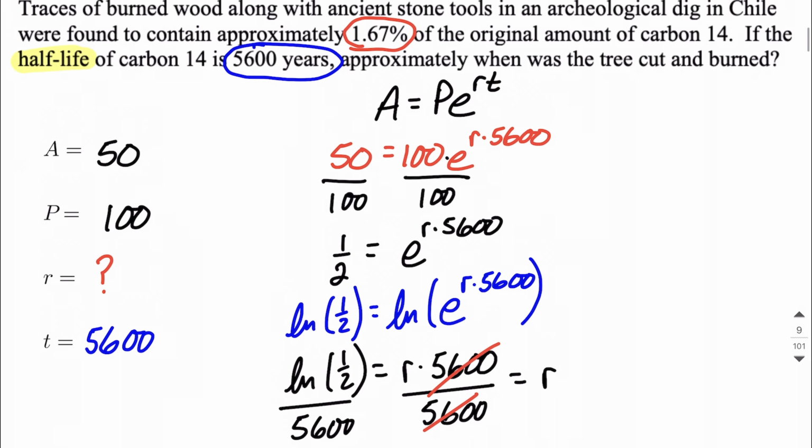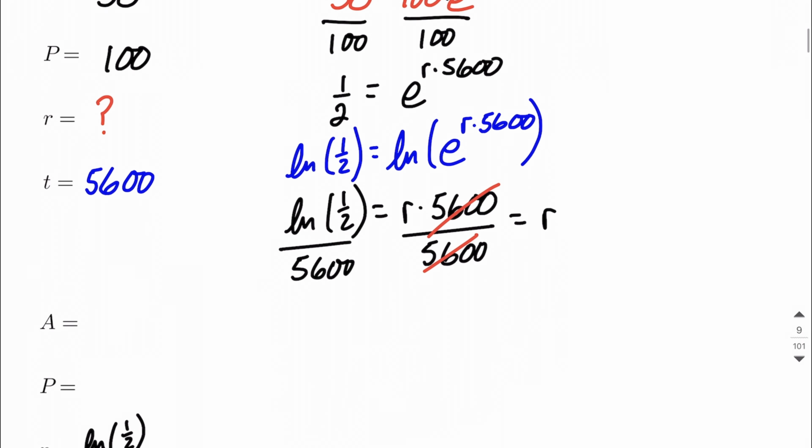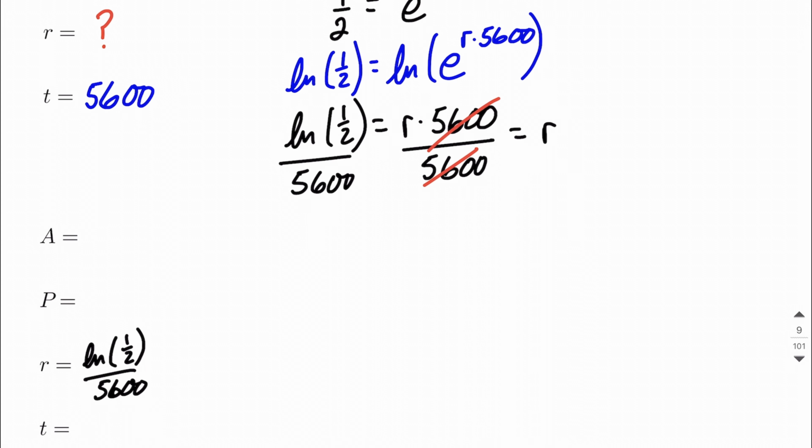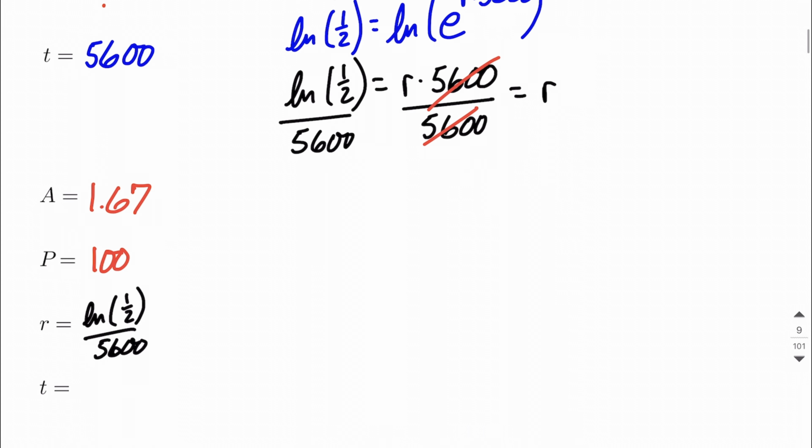We want to know how long ago this tree was cut and burned, approximately. All right, so back to our information: only 1.67% of the original amount of carbon-14 remained after they tested it. So 1.67% is the amount that remained after we dug this up. How much did we start with? Well, again, when it was alive, it had 100% of its carbon-14, and we want to know this time frame. We don't know how long. That's a question about time.